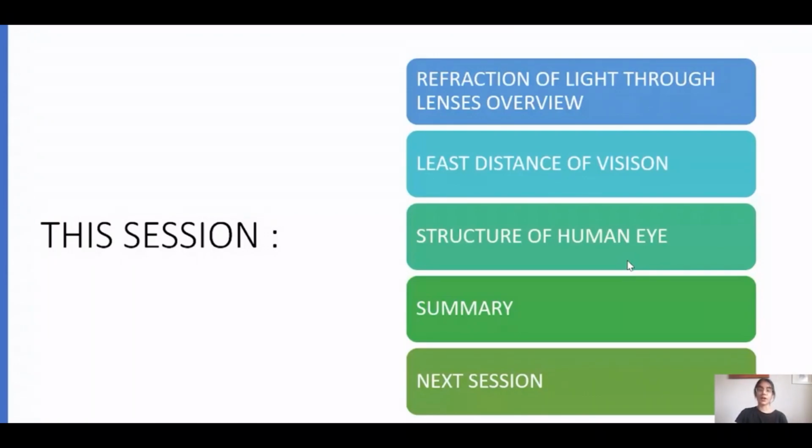And then we will talk about the structure of the human eye. There are parts that are related to the human eye and what functions do they have. And since that we would be studying in detail, so we would be only studying 3 topics in this particular session. We will make a summary, and then we would be discussing what we would be doing in the next session.